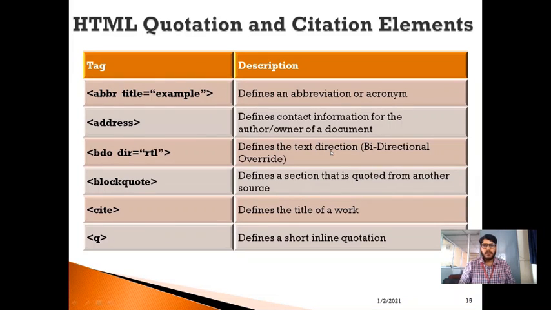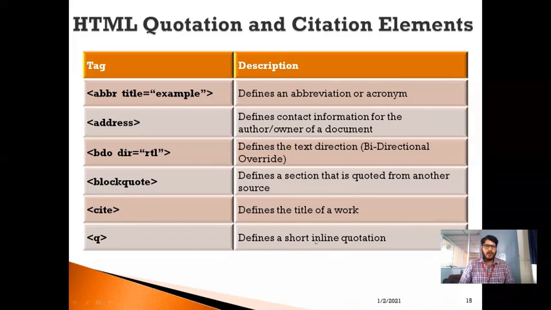Sometimes we need to specify the text direction, how my text direction is available. And also to highlight some quotations in the HTML web document, we can use a blockquote tag to highlight sections in the document that are quoted from another source. So we can use a blockquote tag here. And also to mark the title of a work, we can use a cite tag, so that we can mark citation elements in the HTML code.